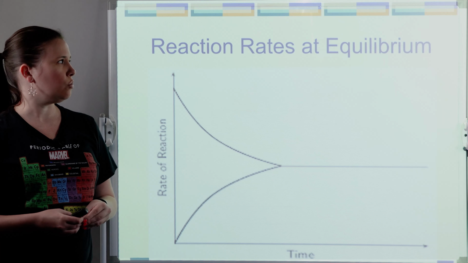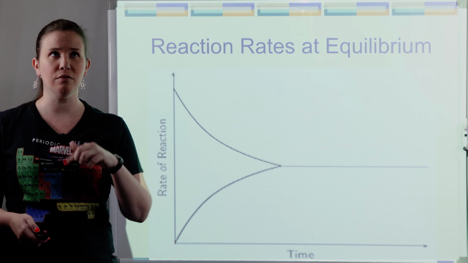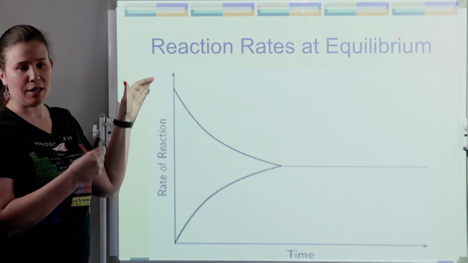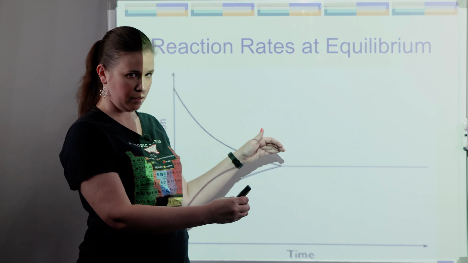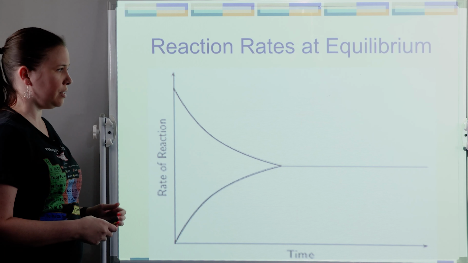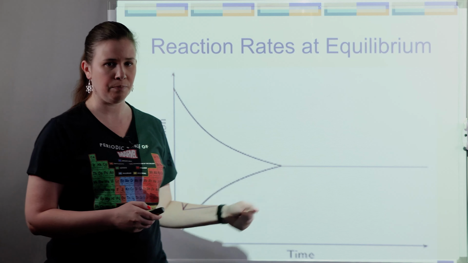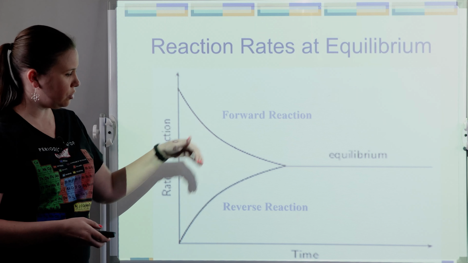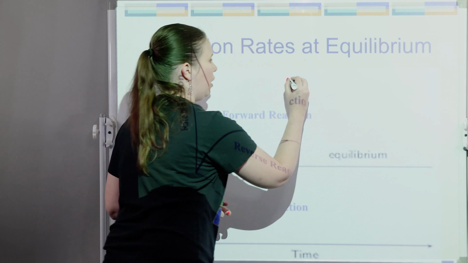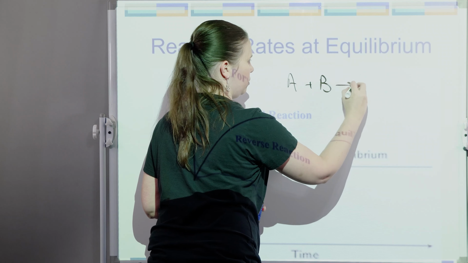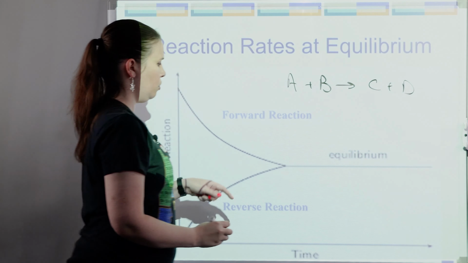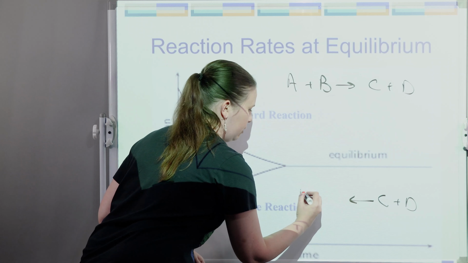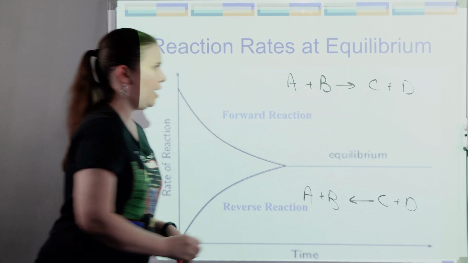So let's look at what happens to the rates of a chemical reaction at equilibrium. Well, one reaction would be where A and B were combining to form C and D. The other reaction would be where C and D are recombining to form A and B. We would call those the forward reaction and the reverse reaction. The forward reaction would be where A plus B makes C and D, whereas the reverse reaction would be where C and D are going back to form A and B.